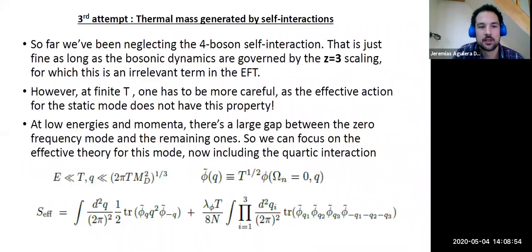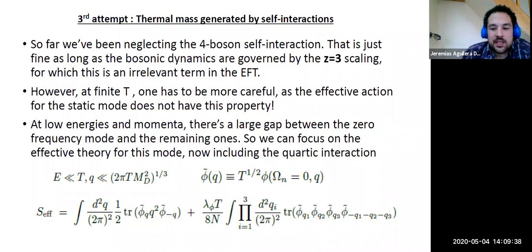But it failed here. So that leads us to the third attempt, which is the successful one. And it is essentially by considering a thermal mass, which is generated by boson self-interactions. You can say that I just told you that we will be neglecting these interactions, and that's true, and that is perfectly fine, as long as the dynamics of the bosons is dictated by the Z=3 scaling. But once at finite t, we have to be more careful, because for the static mode, the Landau damping term vanishes. So there is no Z=3 scaling for it.